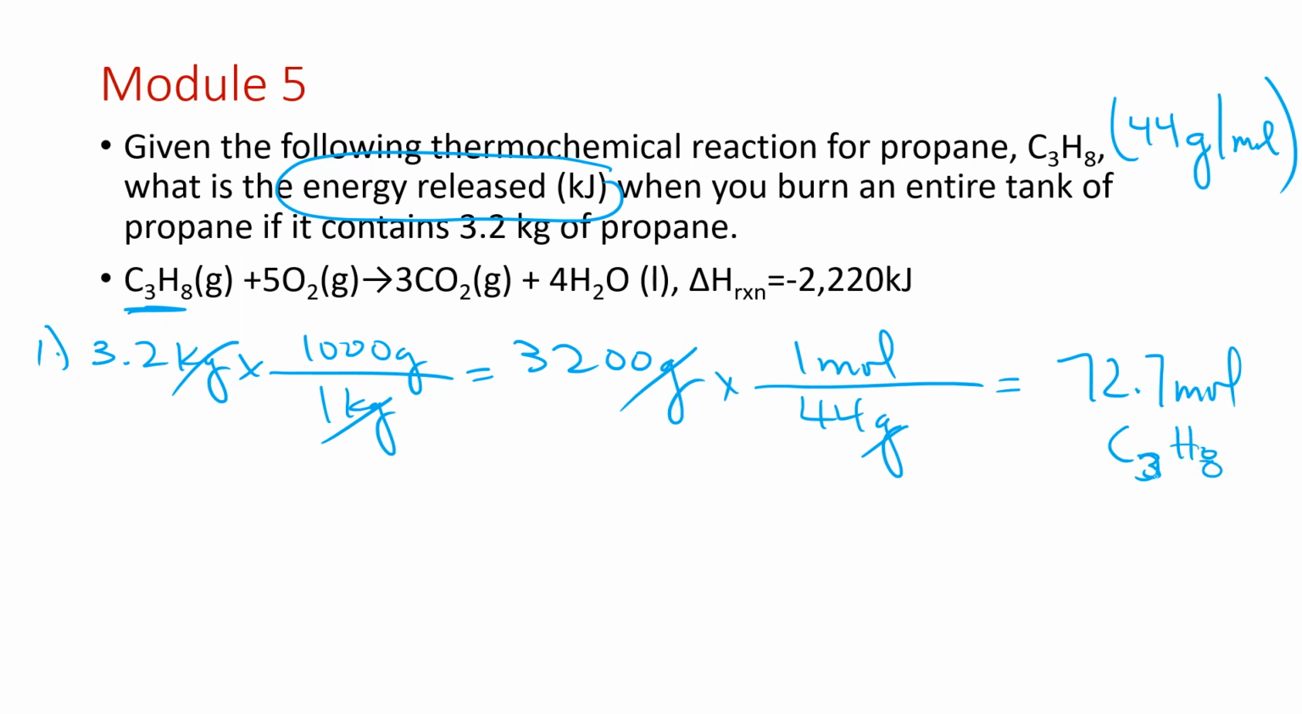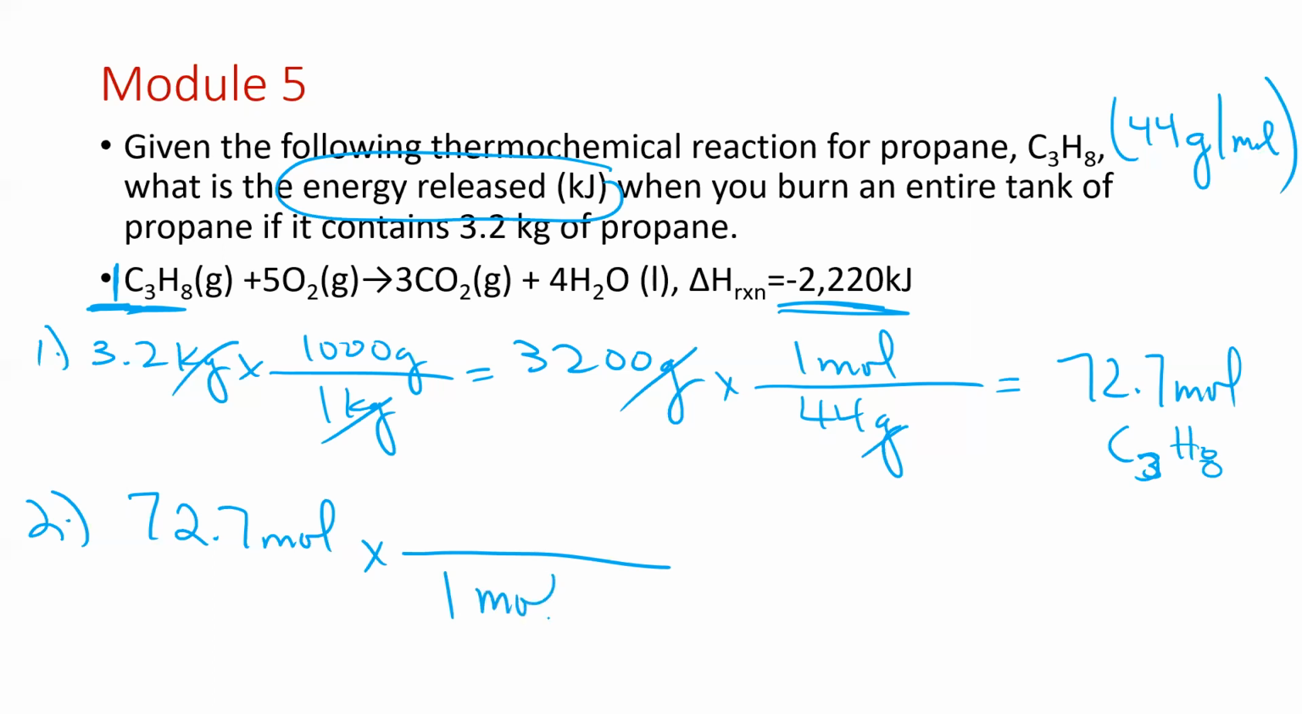Right. Now we go to the thermochemical equation. The thermochemical equation tells us for every 1 mole of propane, we're going to release 2,220 kilojoules of energy. So, all right, I've got 72.7 moles of propane, and for every 1 mole, we're going to release 2,220 kilojoules of energy. So we're going to multiply.